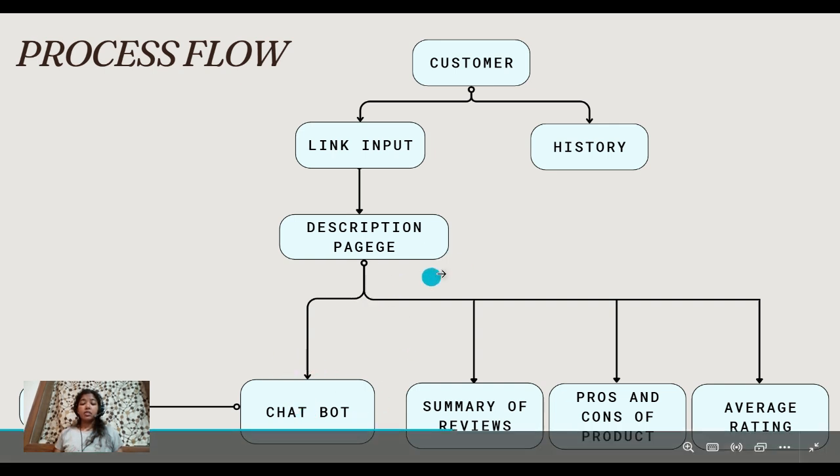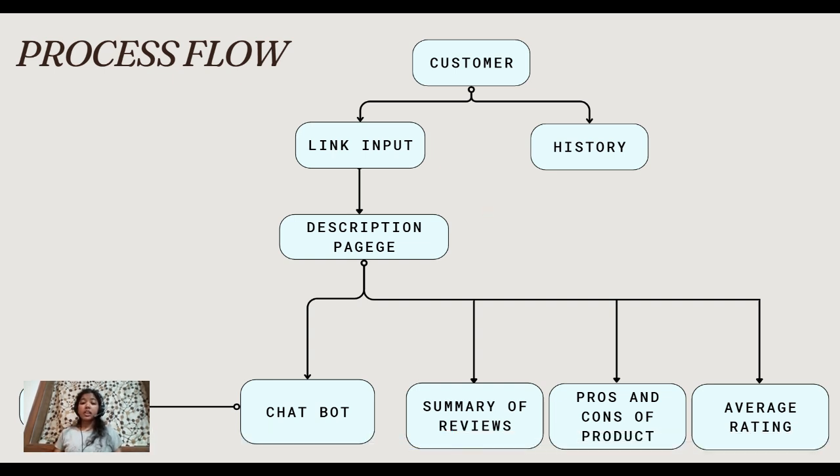Here the chatbot is used when the customer is not satisfied with the answers from the summary of reviews, pros and cons, and average rating. If he has other questions related to that product, he can ask through the chatbot, which is a RAG chatbot. This is basically time saving for a user, who does not have to read multiple reviews.